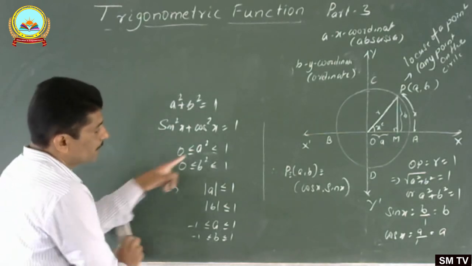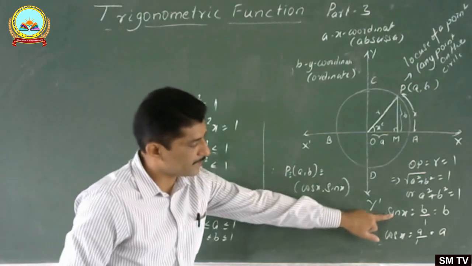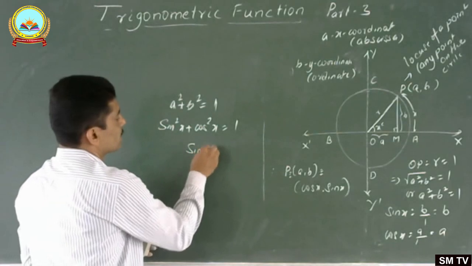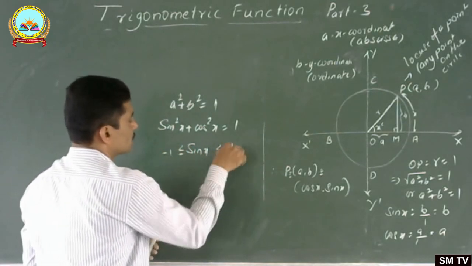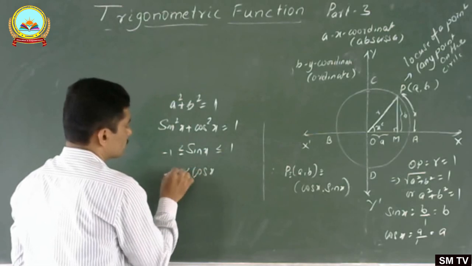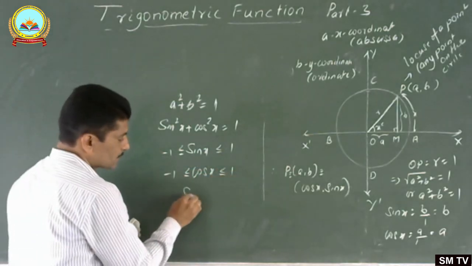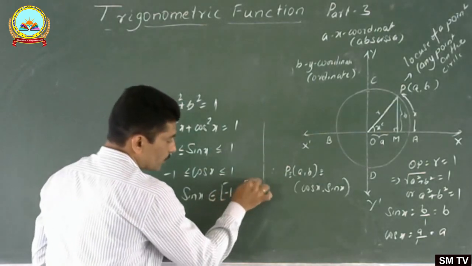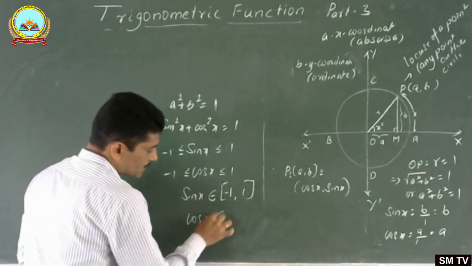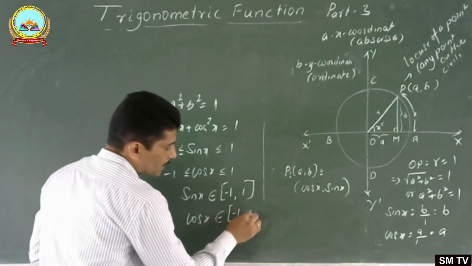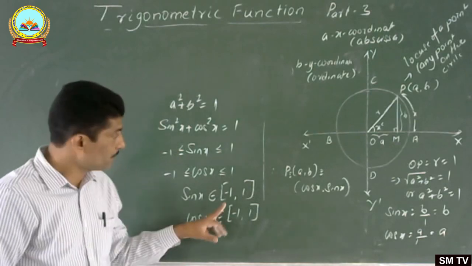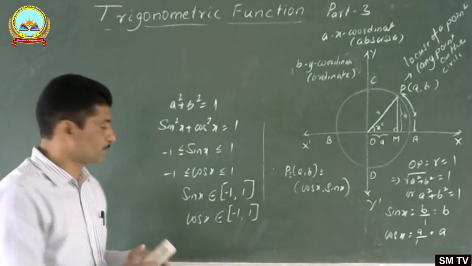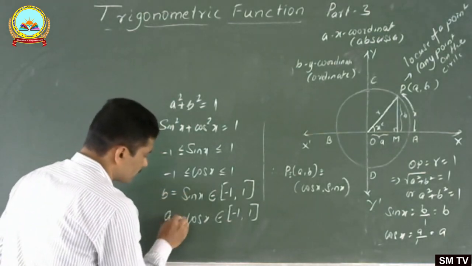You get these values. Here a means cos x and b means sin x. Therefore, you can write that sin x lies between minus 1 to plus 1 and cos x is also between minus 1 to plus 1. It means sin x belongs to the closed interval minus 1 to plus 1 and cos x belongs to the closed interval minus 1 to plus 1. It's clear? Sin x lies between minus 1 to plus 1 and cos x lies between minus 1 to plus 1. This value is b and this value is a.